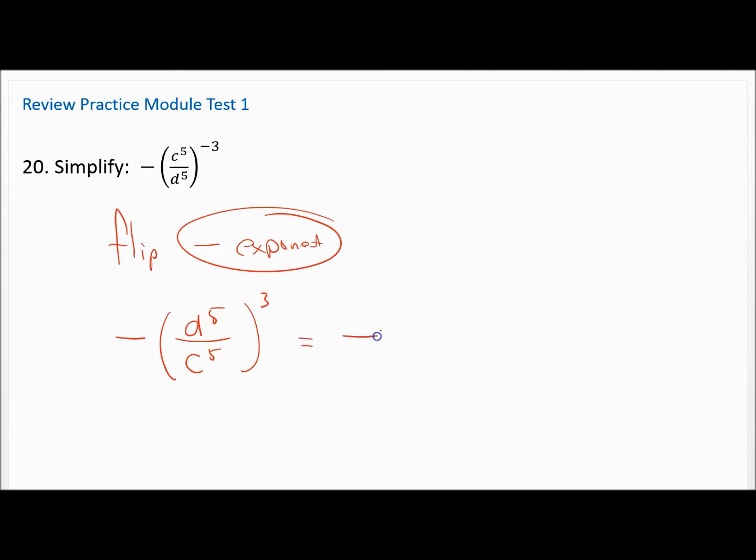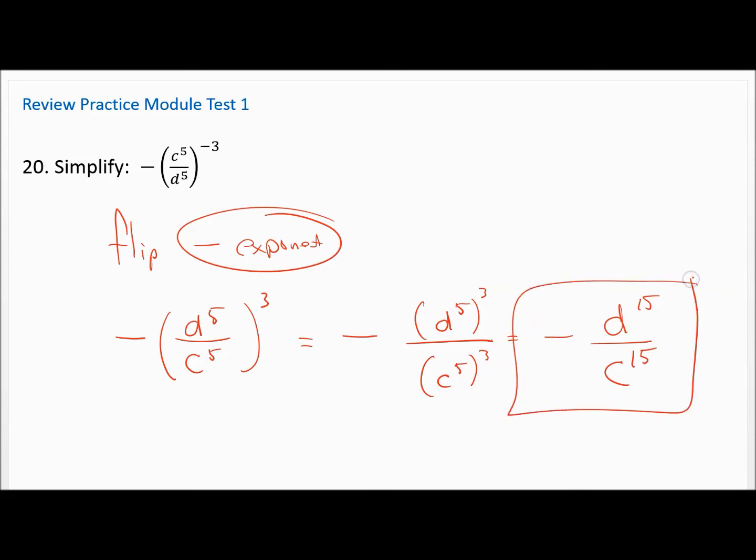So that's going to equal negative, and that's going to be d to the 5th to the 3rd over c to the 5th to the 3rd. If you were thinking, why'd she write that? Isn't that just d to the 15th? Sure is. Okay, d to the 15th over c to the 15th. This negative out front, notice it didn't change anything that we're doing. It's just negative the whole way through. It just carried along. It wasn't inside the parentheses to even be concerned with. So again, we flipped our fraction because of the negative exponent. If there was a positive 3 there, I wouldn't have flipped anything. I would have just went ahead and multiplied exponent times exponent together.